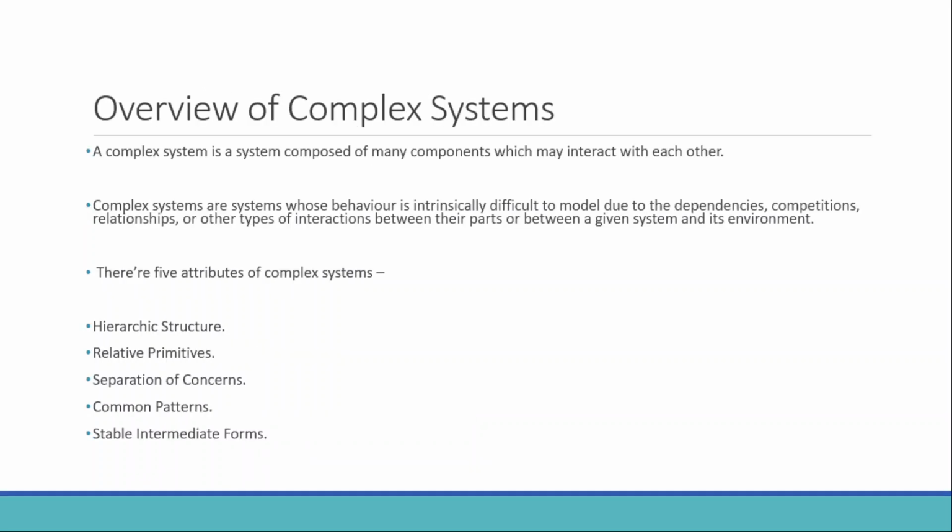So let's get started. A complex system is basically termed as a system which is composed of many components that may interact with each other. Complex systems are the systems whose behavior is intrinsically difficult to model due to the dependencies, competitions, relationships, or other types of interactions between their parts or between a given system and the environment. Now there are five different kinds of attributes that we can call for complex systems, which are termed as the hierarchical structures, relative primitives, the separation of concerns, the common patterns, and the stable intermediate forms.